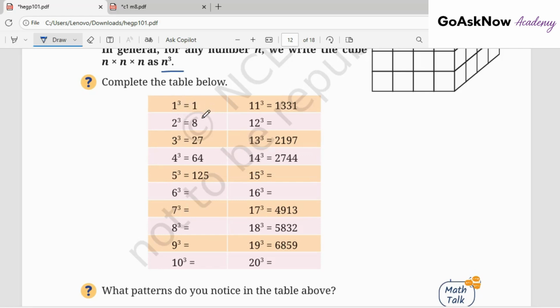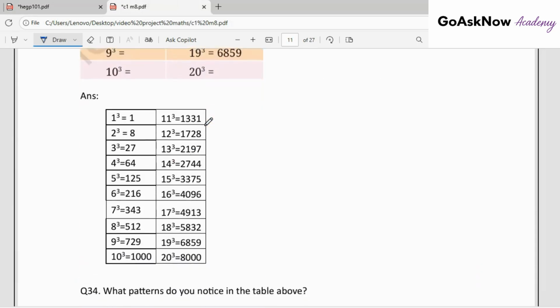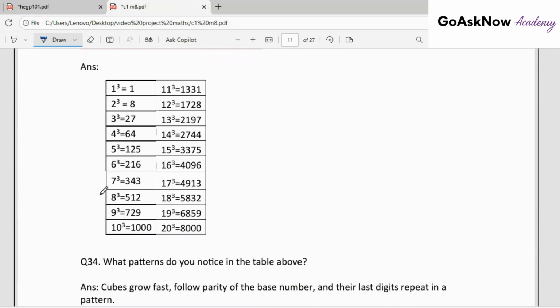Now, 1 cube is equal to 1, and 2 cube is equal to 8, and 3 cube is equal to 27, and 4 cube is equal to 64, and 5 cube is equal to 125. Then 6 cube is equal to 216, and 7 cube is equal to 343, 8 cube is equal to 512, 9 cube is equal to 729, 10 cube is equal to 1000, 11 cube is equal to 1331, and 12 cube is equal to 1728, 13 cube is equal to 2197, 14 cube is equal to 2744, and 15 cube is equal to 3375.